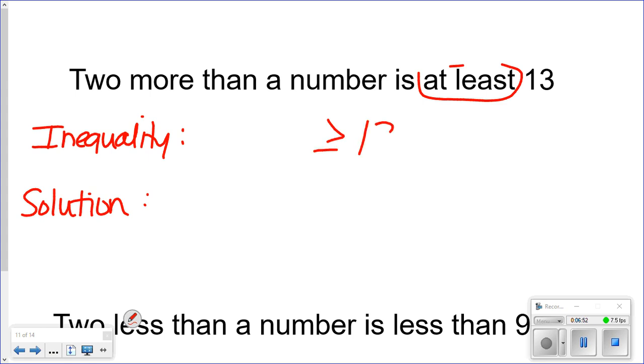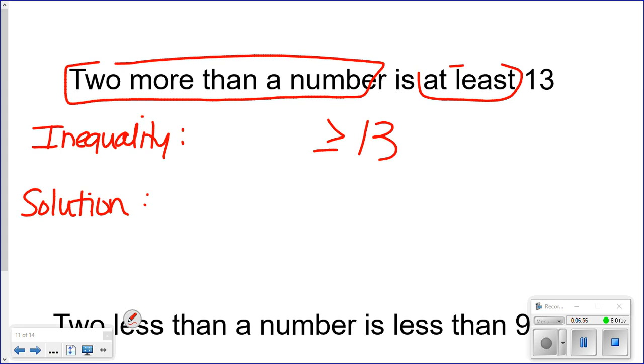Okay, 13 should be on this side. What does this look like? 2 more than a number? What does that look like? X plus 2. That's what your inequality should look like. Okay, what's your solution look like then, Mason? Minus 3 on this side. Okay, so x is greater than or equal to 11.